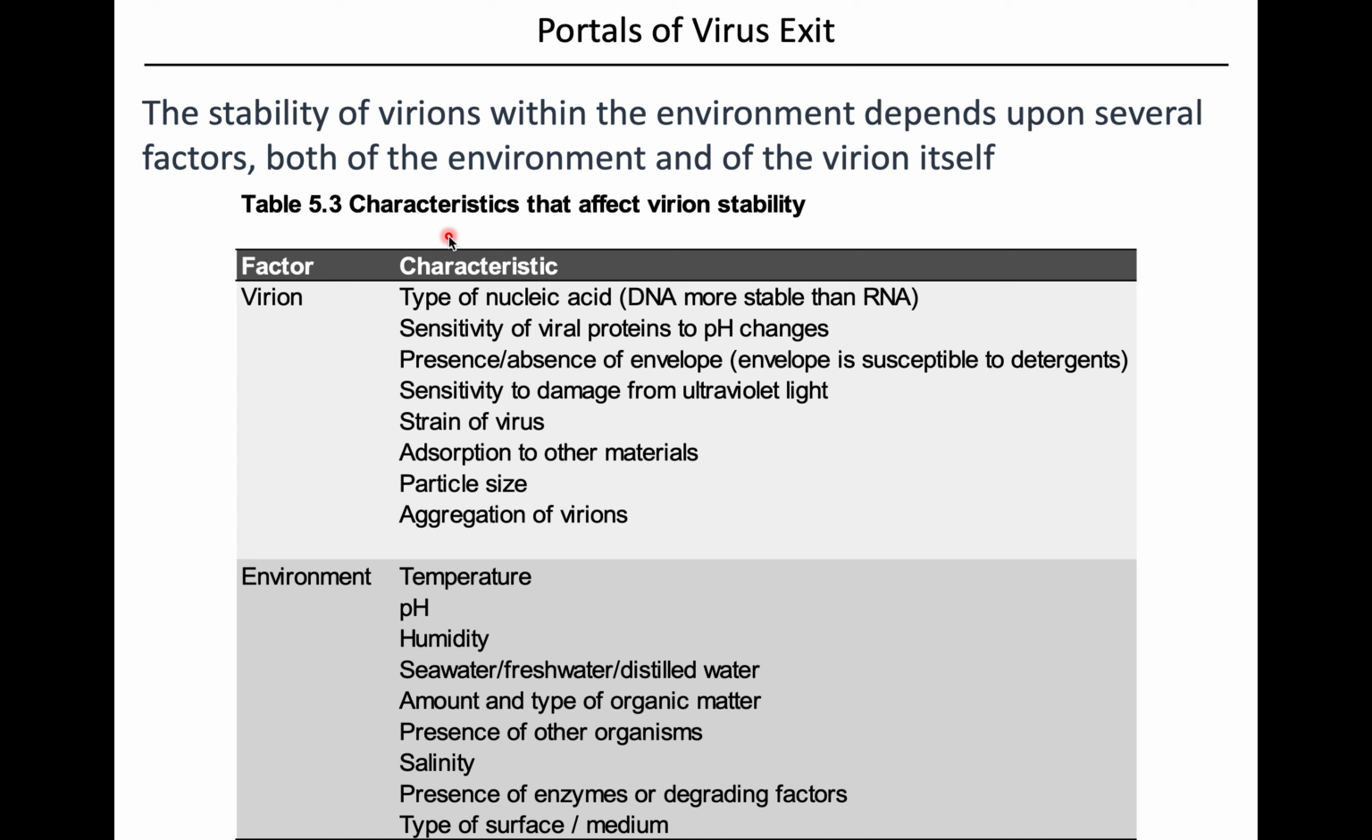DNA tends to be more stable than RNA. But depending on the particular characteristics of the virion, you can see the list here, size, absorption materials, etc., and some of these common environmental factors, temperature, pH, humidity, enzymes that might be present in the environment. All of these things come together to affect how stable a virion might be, and that could vary widely, obviously. So it could be stable for months or years, could be stable for hours or minutes, just depending on the particular environment.